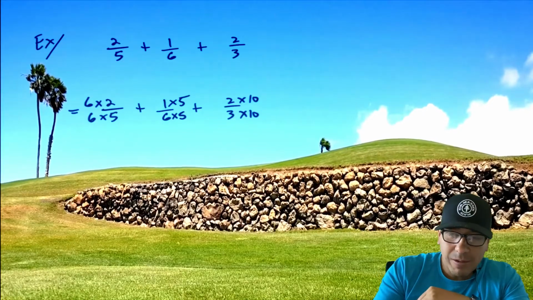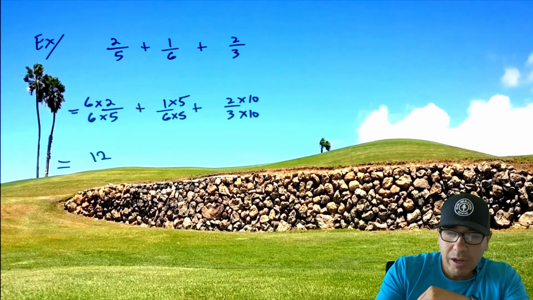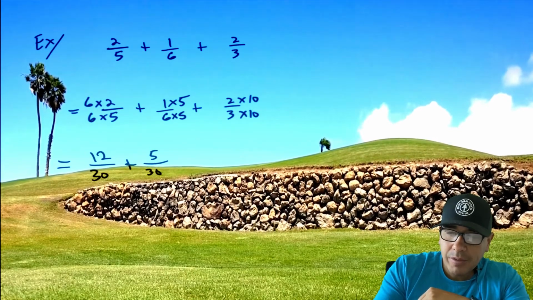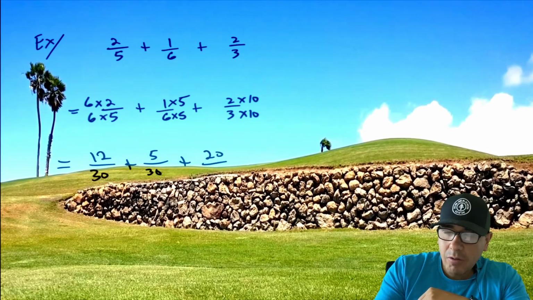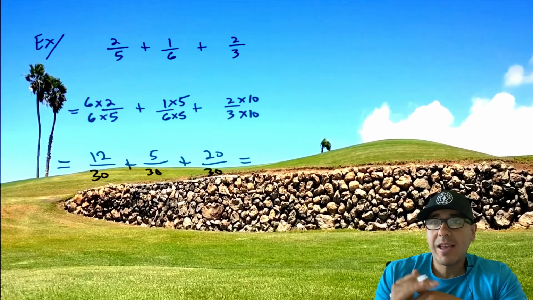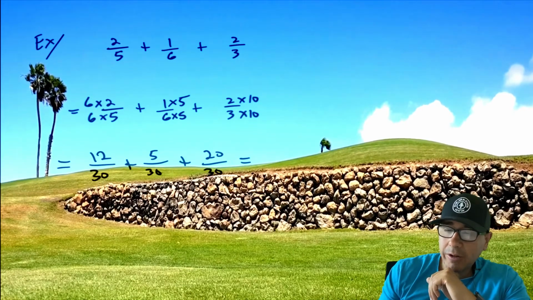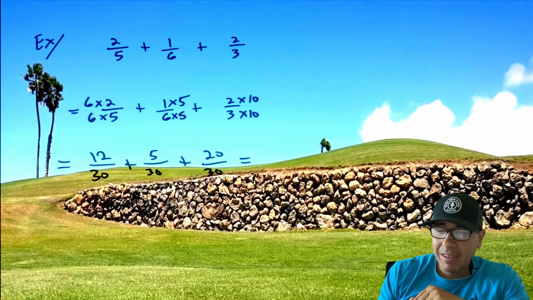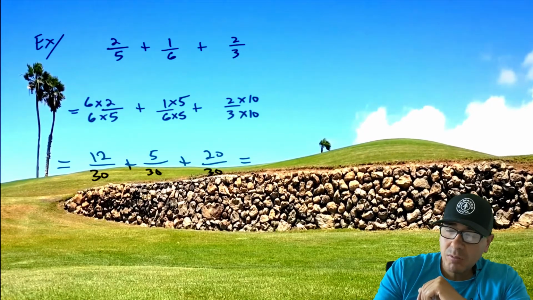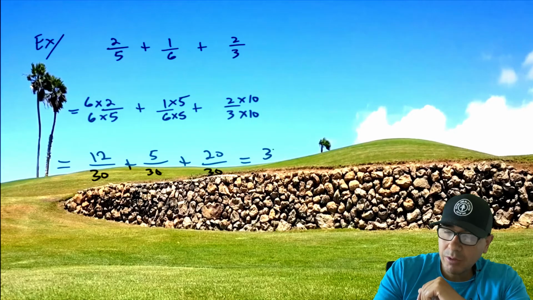So let's go ahead and multiply this out. So we get 12 over 30 plus 5 over 30 plus 20 over 30. Now each one of those fractions has the denominator of 30, so we could go ahead and add them all up. We get 12 plus 5, which is 17, plus 20. All right, so we're left with 37 over 30.